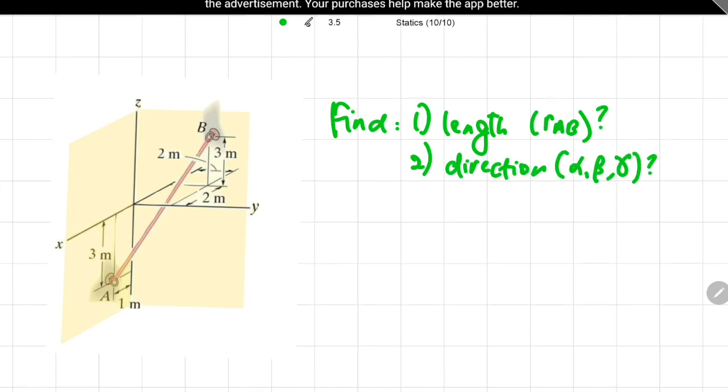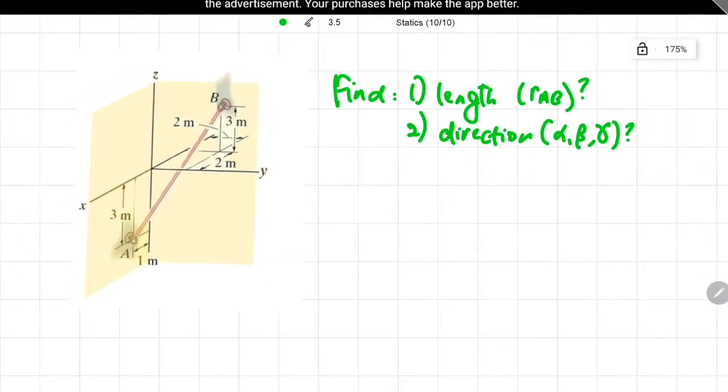So kalau kita tengok, this is a 3D kind of problem. So they wanted to know what is the alpha, beta, gamma angle of the rubber band. So in the first step, let us find the coordinate of both points, which is point A and point B.